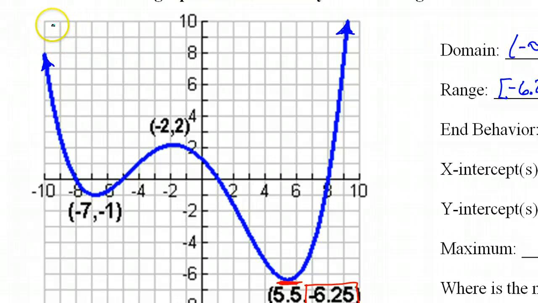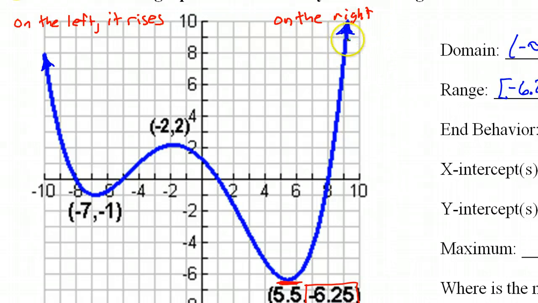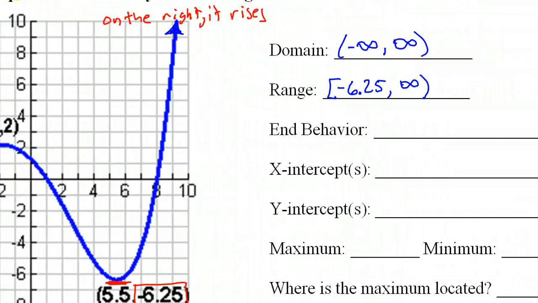So in words, we would say it like this. We'd say on the left, and the idea is, does it rise or fall? Well, on the left it rises, it's going up. What about on the right? Well, on the right it also rises, it's pointing up on both sides. So on the left it rises, and on the right it rises. Okay, so it's just a matter of turning that into math symbols.